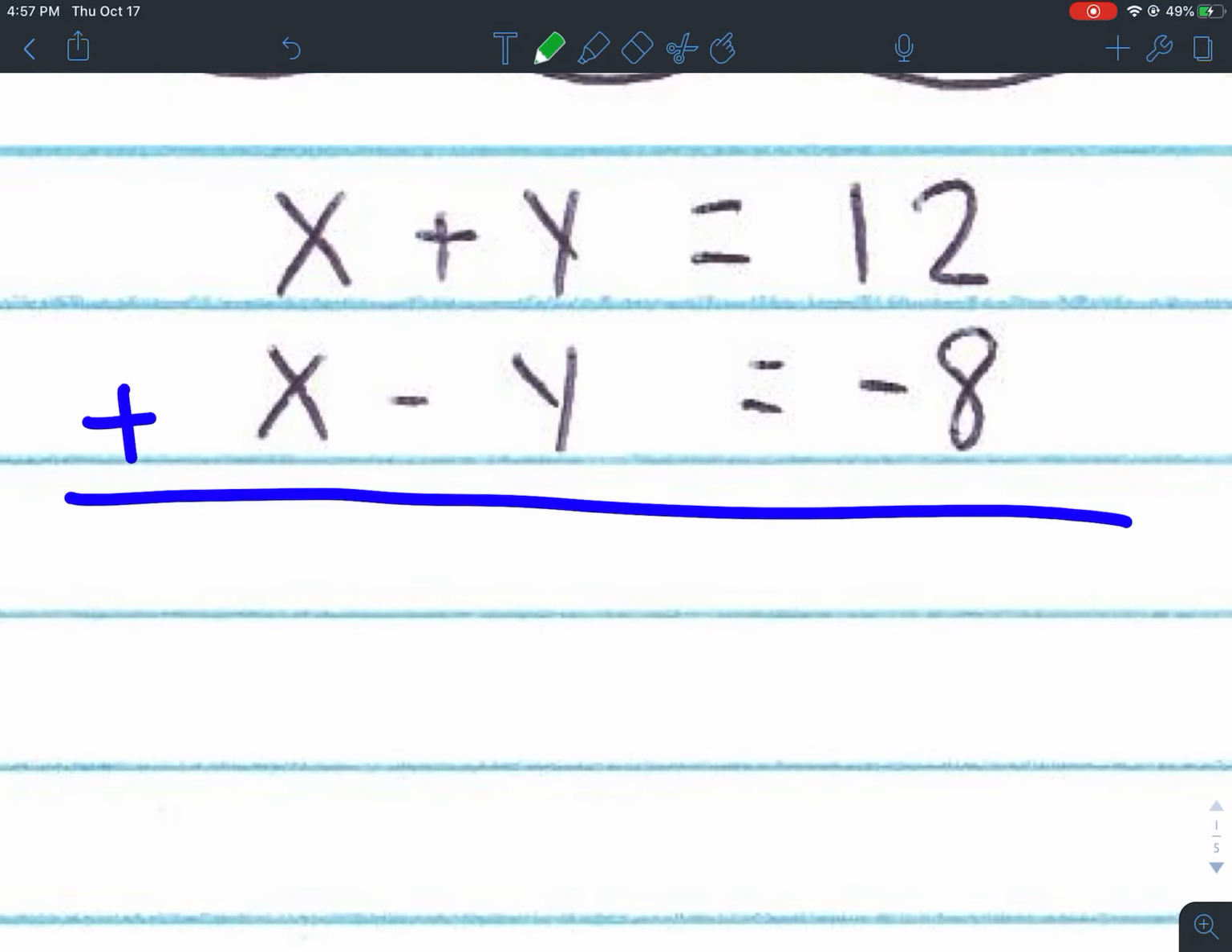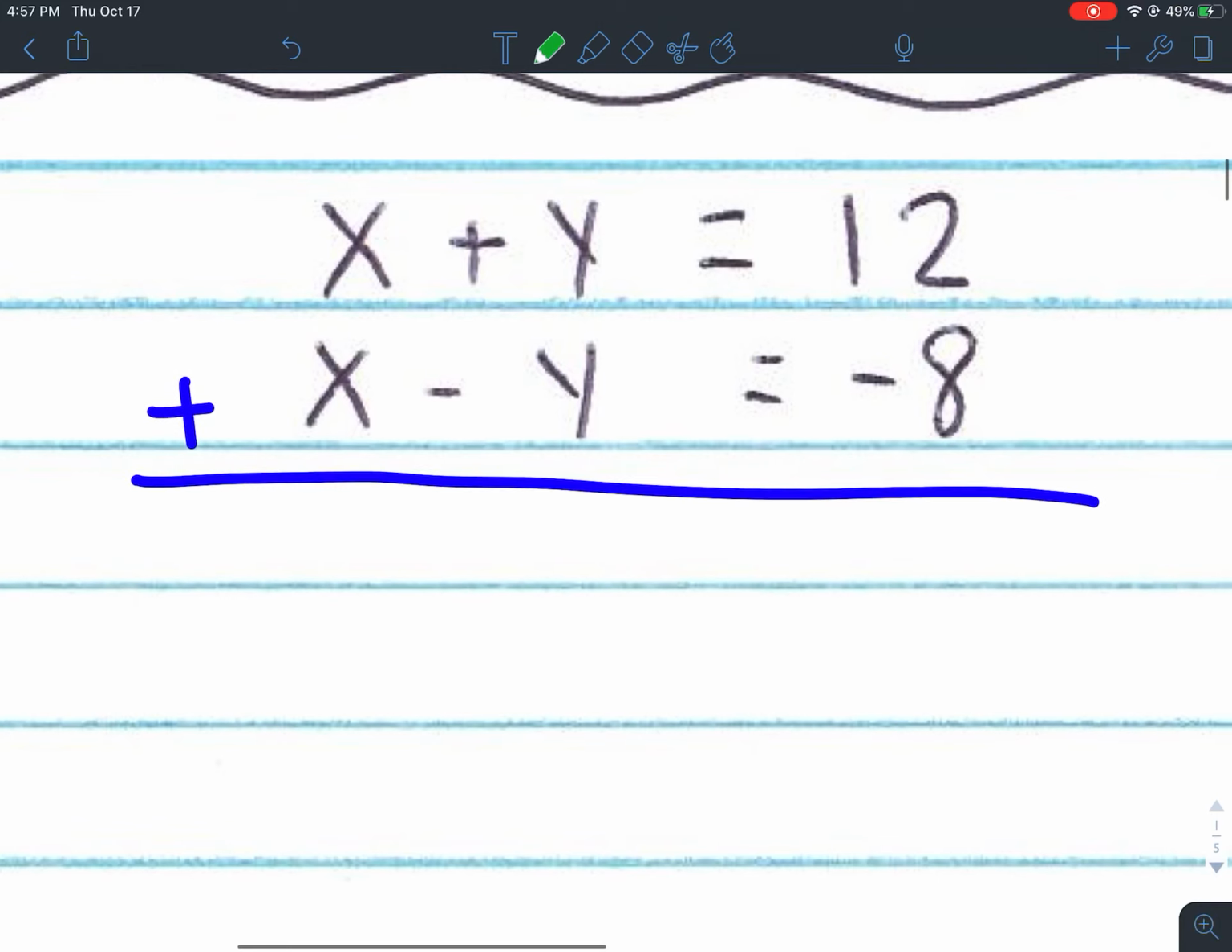Anytime you have opposite signs, that's going to be a key indicator that that's going to be the thing that's easiest to eliminate. So as I'm looking at my x's and my y's, my x's are both positive, but my y's are opposite signs. One's positive and one's negative. So that leads me to think that's the easiest thing to eliminate. Just as with substitution you're looking for the variable that's by itself, here you're looking for which one of these has opposite signs.